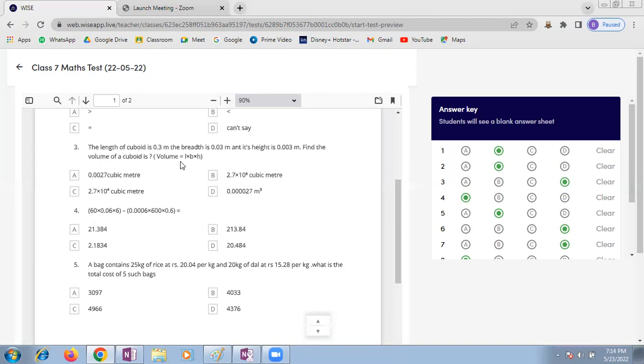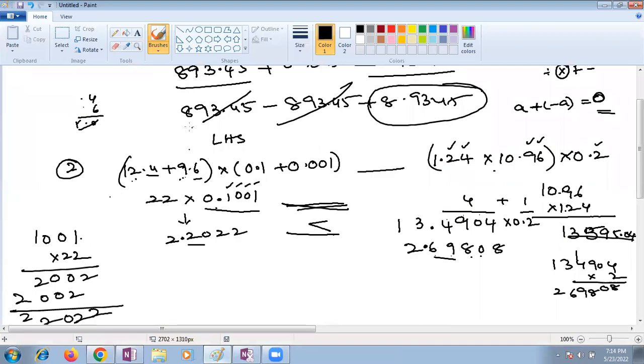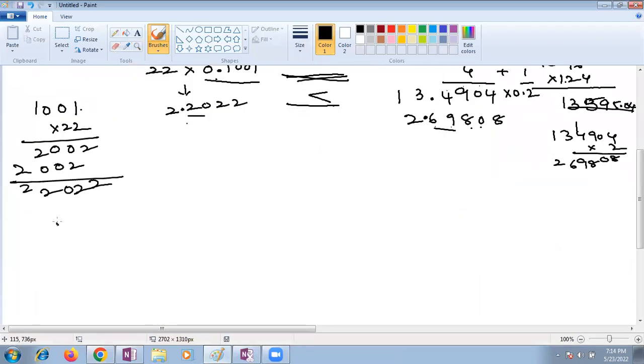What is the volume of a cuboid? Length into breadth into height. Very good. L into B into H. Let me go with just multiplication. Length was given 0.3, breadth of the cuboid 0.03, and height 0.003. What are the units given there? Cubic meters.